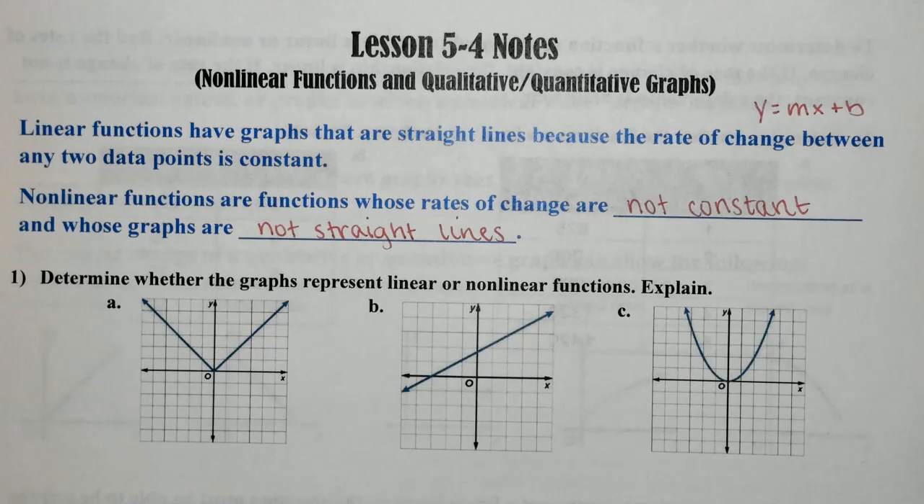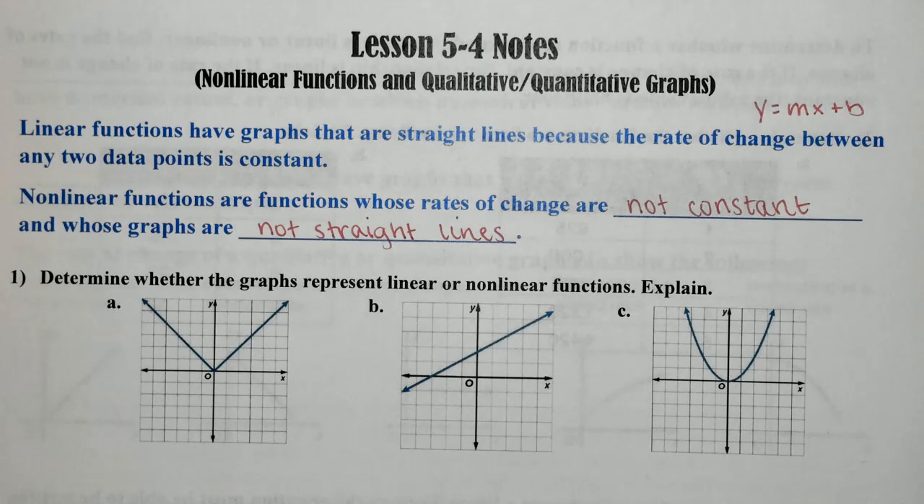Nonlinear functions are going to be functions whose rates of change or slope are not constant. So those graphs are going to be not straight lines. So like on number 1, it says determine whether the graphs represent linear or nonlinear functions and explain. Graphs are simple. The easiest way to figure out if they're linear or nonlinear is literally by looking at them. If it's a straight line, it's linear. If it's not a straight line, it's nonlinear.